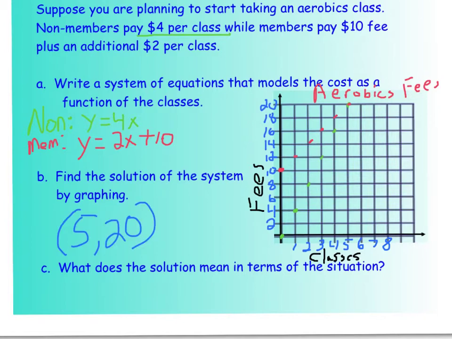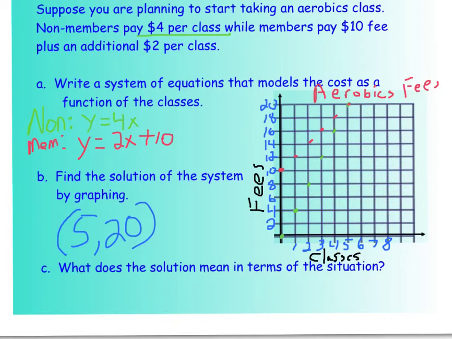The point is (5, 20). There's our point. So that means if we put these numbers into the equations, we get that they work for both. So they're true for both. What does the solution mean in terms of the situation? So we have to make sure we're clear that we know what it means.